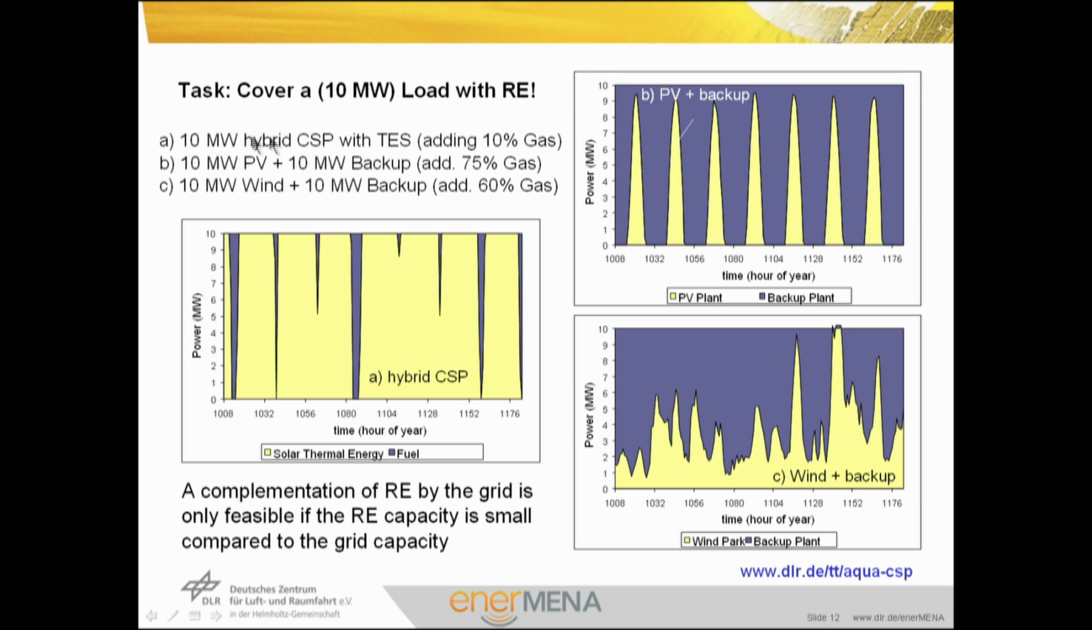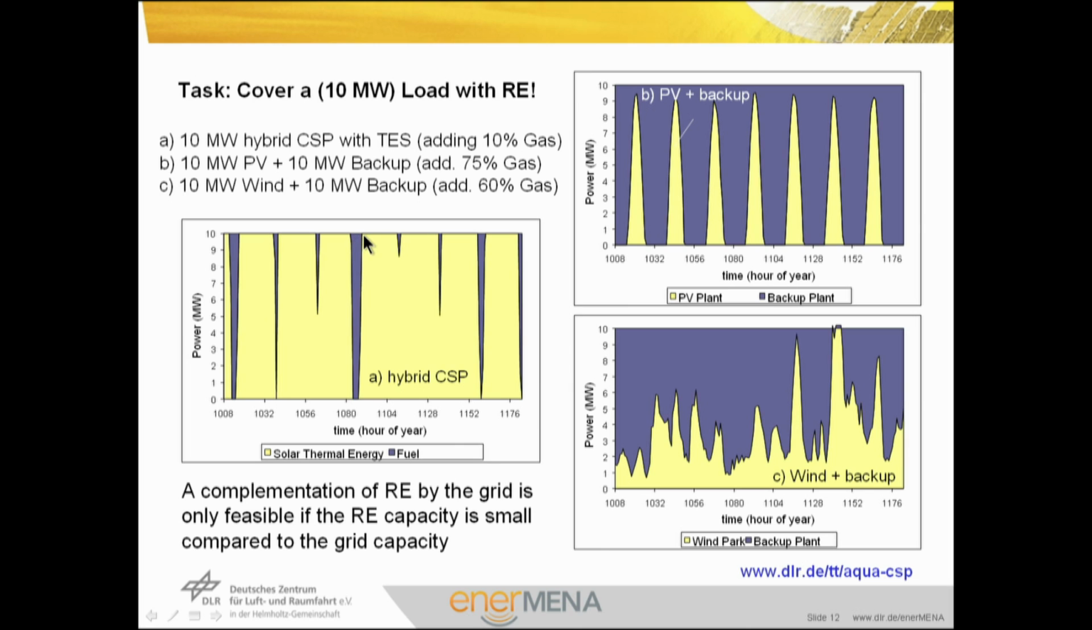With such a plant, we need only to install the 10 megawatt CSP plant, and over the year, we would have to add about 10% of the energy into the same plant, but with natural gas, with fuel. What you see here is the 10 megawatt constant load covered most of the time with solar energy. And when the storage is empty and there is no sunshine at that moment, we would have the same power block running on fossil fuel for a short period of time.